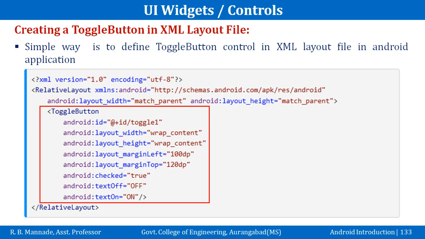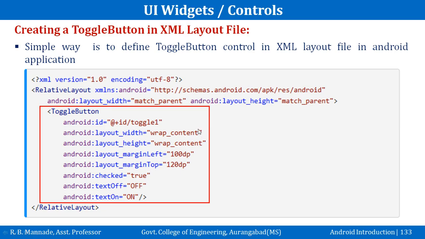Then, how to create a toggle button in an XML layout file? The simple way to create a toggle button is directly in the XML layout file. A snapshot is shown here. This is one relative layout, and in this relative layout only one control is there, called the toggle button, and there are some properties which are set on this toggle button. For example, the ID is toggle1, then there are width, height, left margin, and top margin.